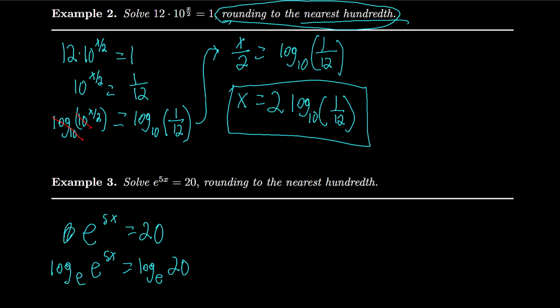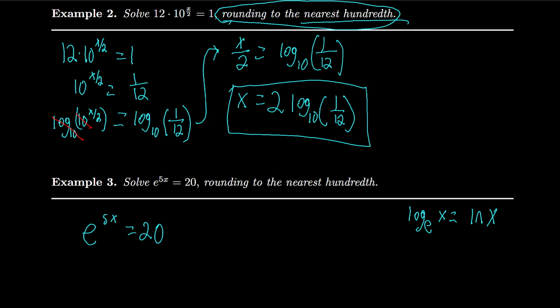There was nothing in front of this to get rid of, so I didn't have to do anything with it. But we don't write log base e. Remember, the log base e of x is the natural log of x. It's written ln x, like that. We use this notation always, forever.